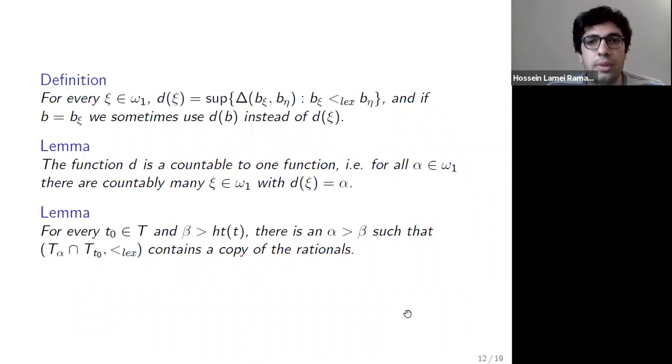So we had D, but this D was sometimes artificially high. We have to make it a little bit lower, which is this new d psi. For every psi in omega 1, d psi is going to be the sup of the delta of big psi and b eta, such that big psi is less than b eta. So this is what is happening here.